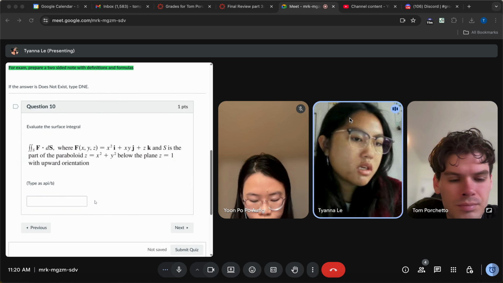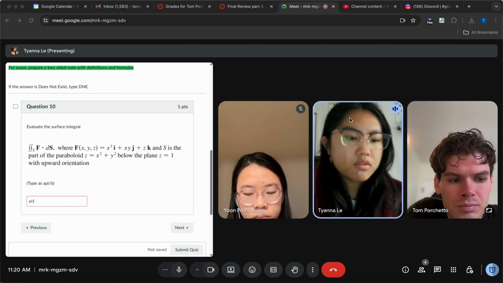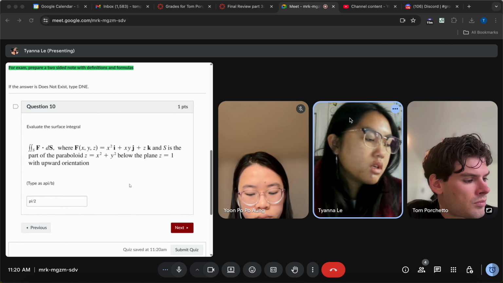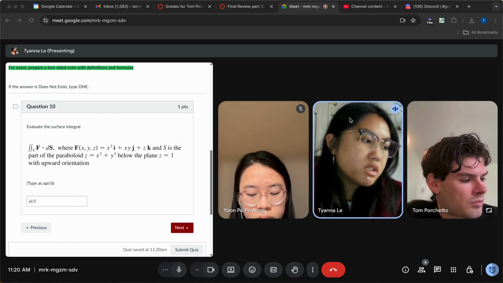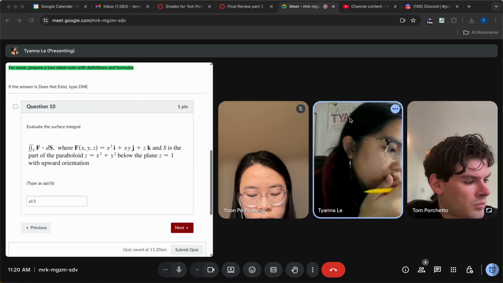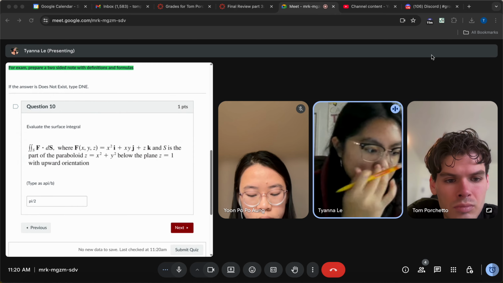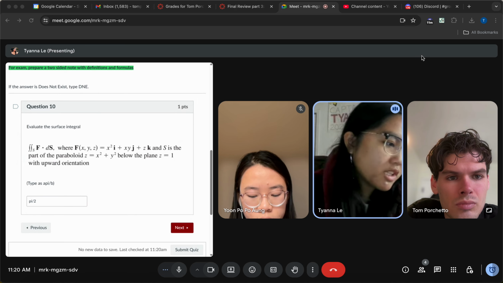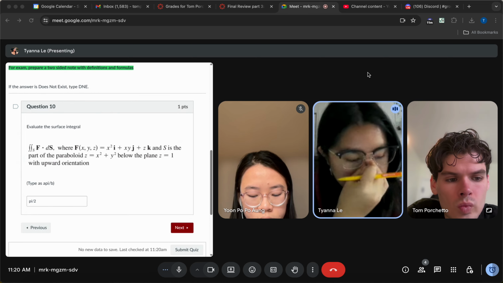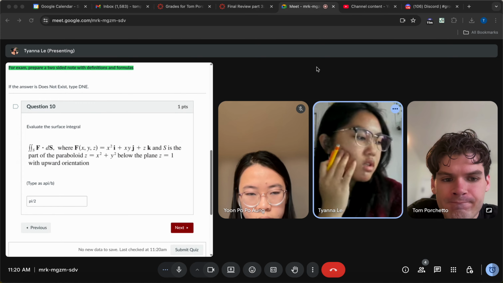For this one, I got the answer as pi over 2. You can use the flux formula and then convert into polar coordinates. Do all that, and then you'll find the answer to the integral is pi over 2.